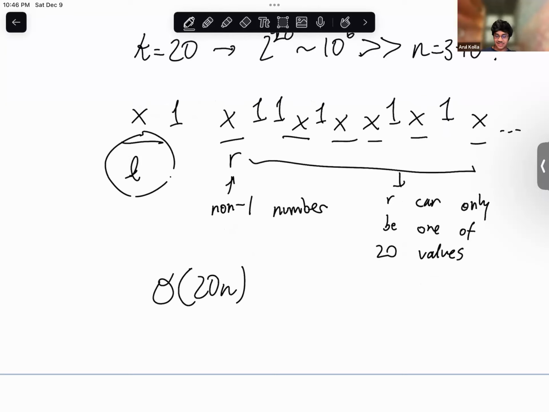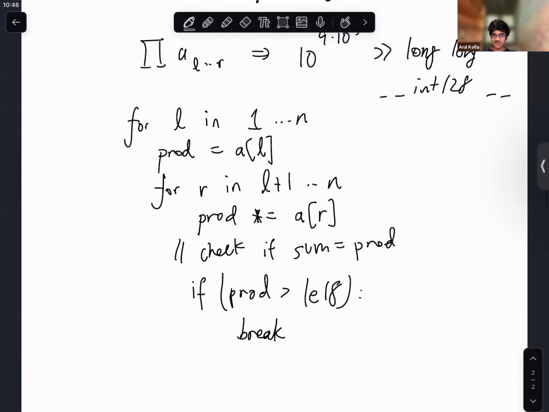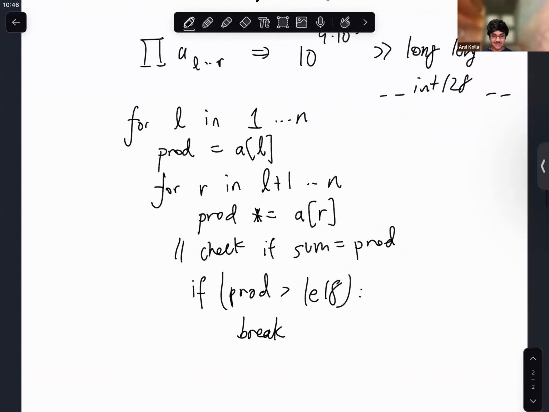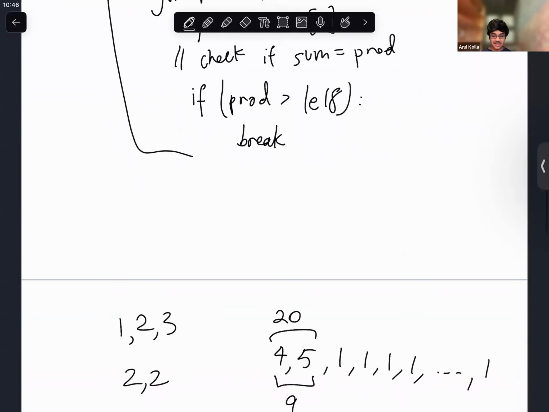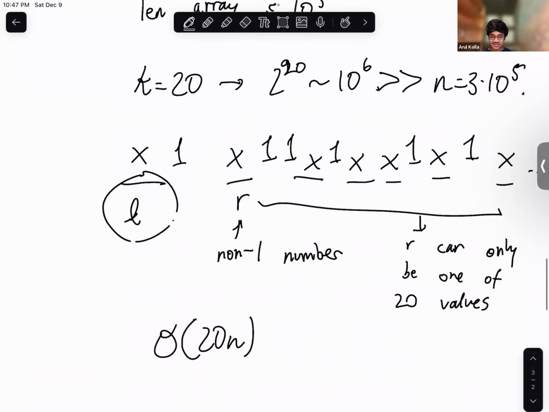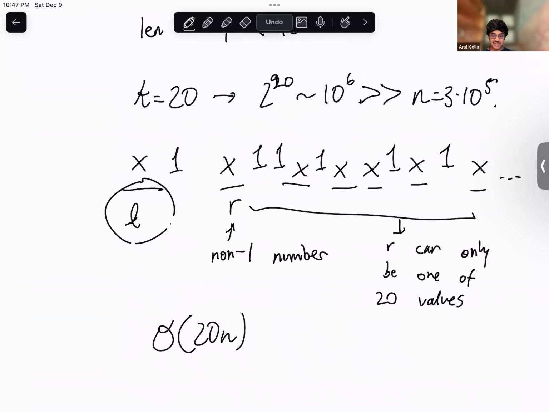There's a bit of implementation work to do here. Namely, you do need to check for overflow in the same way. You should not do prefix products and prefix sums. You should compute it as you go. And also, because there are some ones in the way, you need to be a bit careful when you're jumping from here to here. You need to keep track of this sum because you won't keep track of it along the way. So it's a bit tricky.